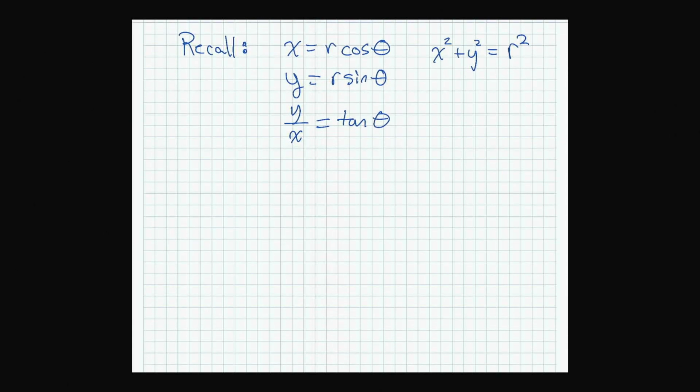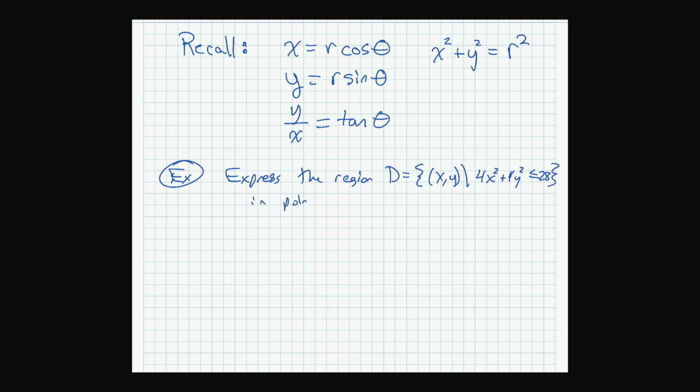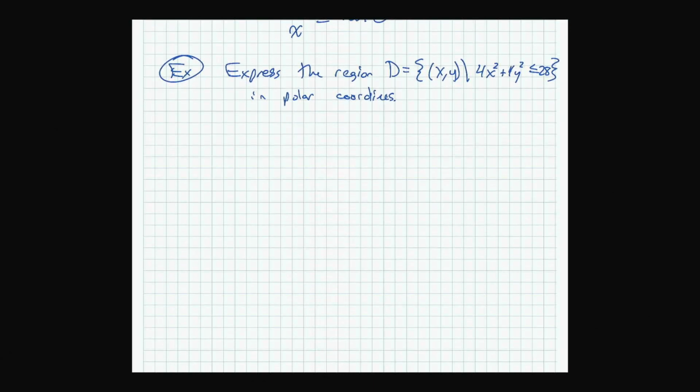Okay, so let's try to do this. Express the region D equals the set of x and y such that 4x squared plus 4y squared is less than or equal to 28 in polar coordinates. Okay, so how would you do that?